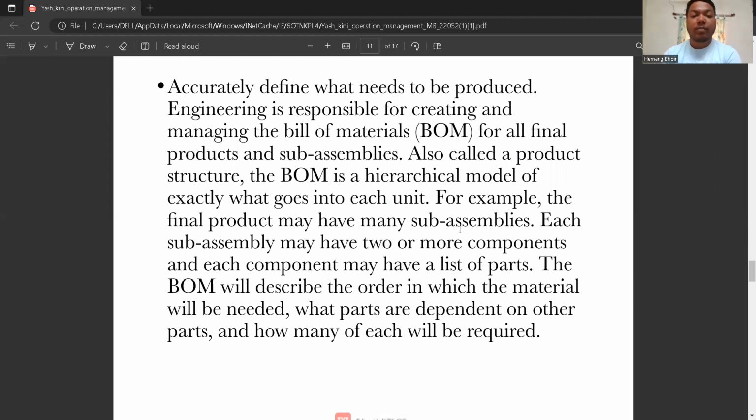For example, a final product may have many sub-assemblies, each of which may have two or more components, and each component may have a list of parts. The bill of materials will describe the order in which the material will be needed, what the parts are, and the dependencies among the parts, so how many of each will be required.